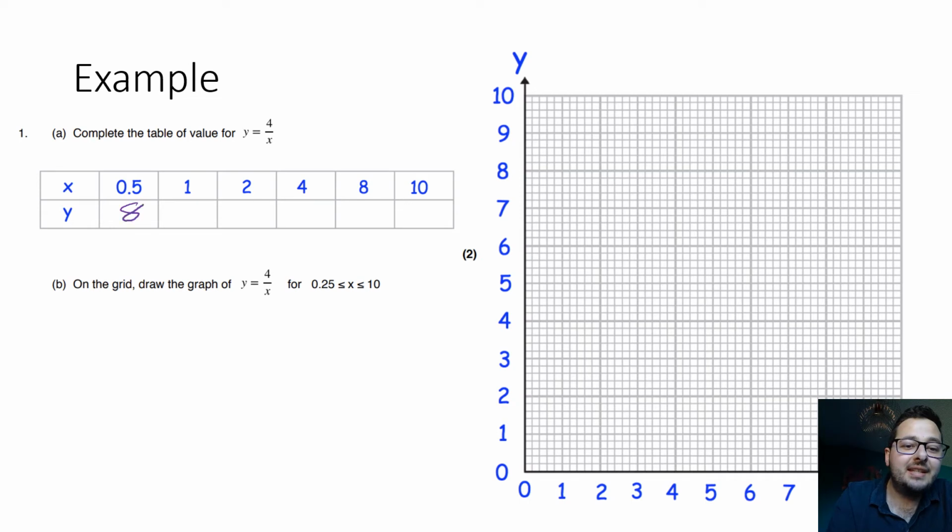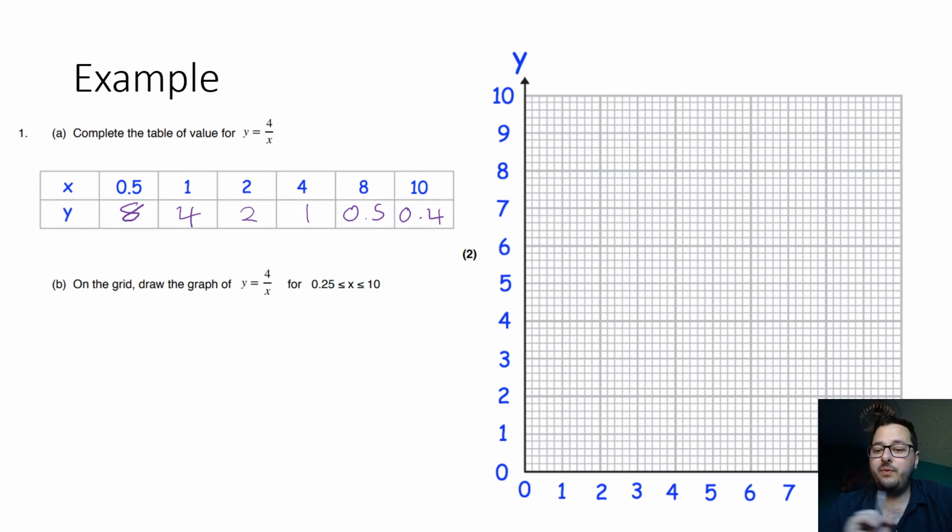Well, it is 8. 8 halves go into 4. 4 divided by 1 is 4. 4 divided by 2 is 2. 4 divided by 4 is 1. 4 divided by 8 is a half, and 4 divided by 10 is 0.4.